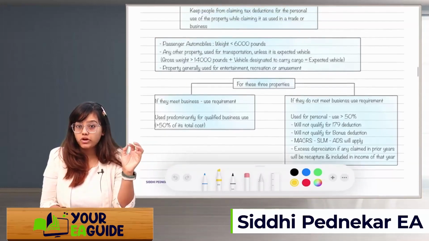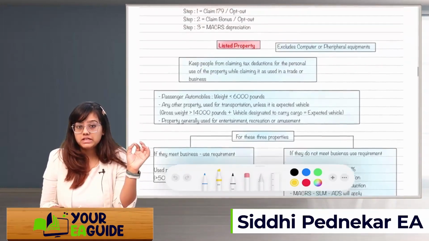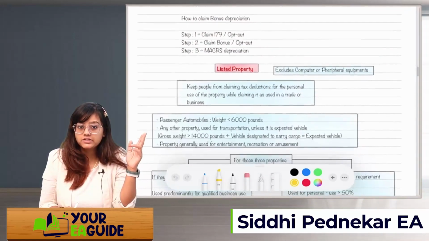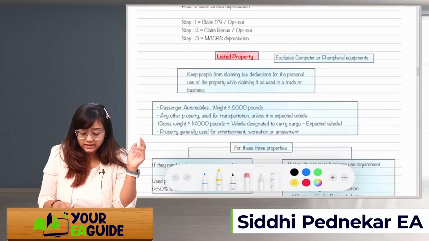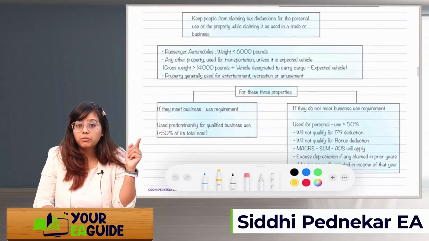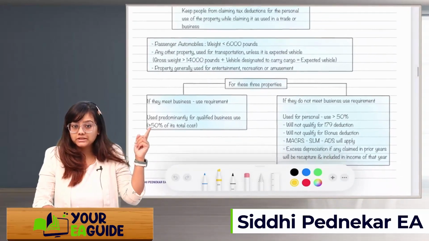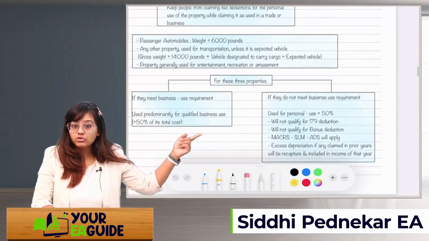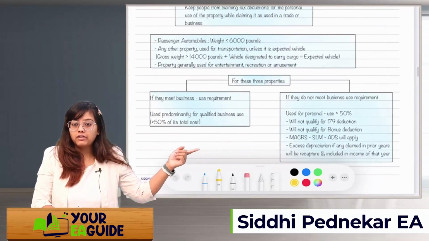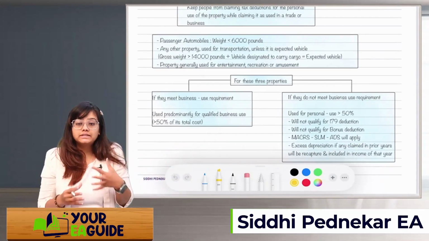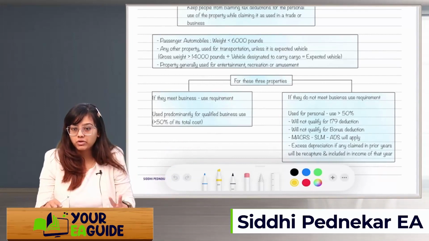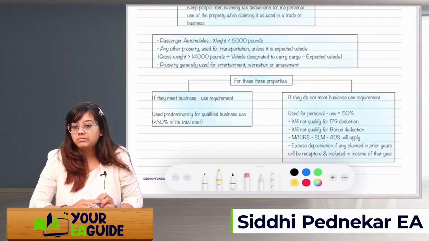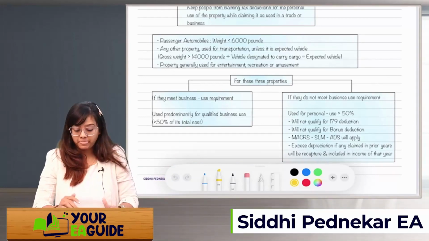So this is the importance of listed property. If it's a listed property, if it falls under these three criteria, then just see whether it's used for business or for personal use. If it's used for personal use, then you will have to consider that there will be no deduction for 179, no deduction for bonus. MACRS SLM ADS will only be applied.